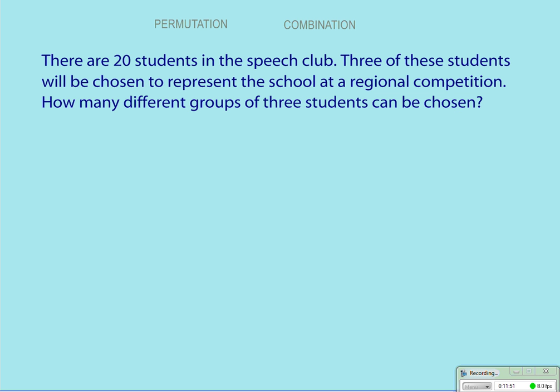So 20 students in the speech club. 3 of these students are chosen to represent the school at a regional competition. How many different groups of 3 students can be chosen? Groups is my dead giveaway. All right, grouping means combination. Here's the other thing you want to think about: doesn't matter if you get picked first or third. Are you still going to the regional competition? Yes. Order doesn't matter. So that's going to be 20 choose 3.